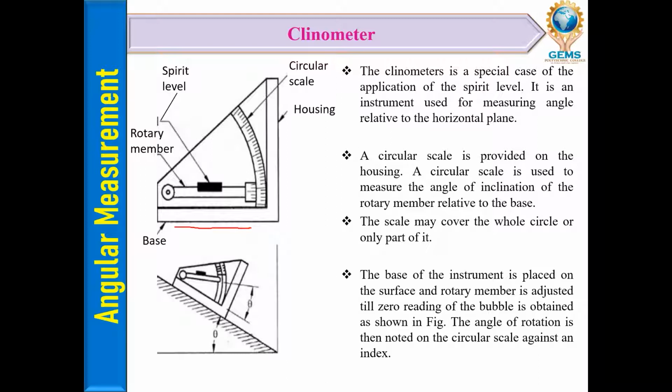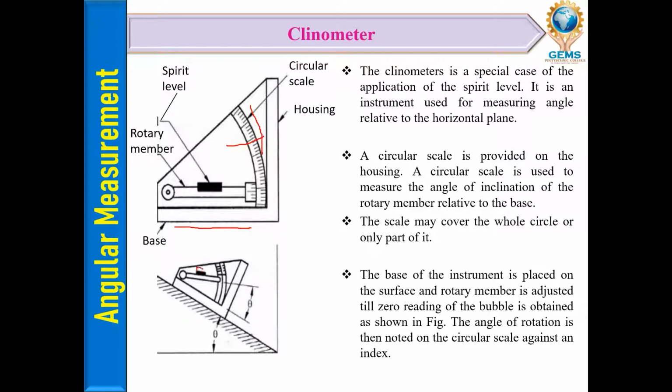A circular scale is provided on the housing. The circular scale is used to measure the inclination of the rotary member relative to the base. So this is a circular scale. The scale may cover the whole circle or only part of it. The base of the instrument is placed on the surface and the rotary member is adjusted till zero reading of the bubble is obtained, as shown in the figure.